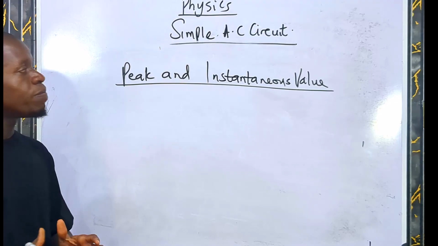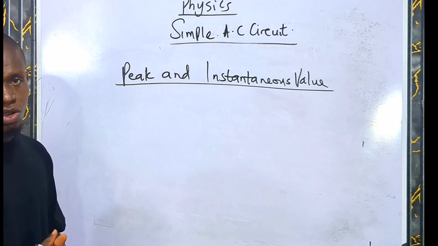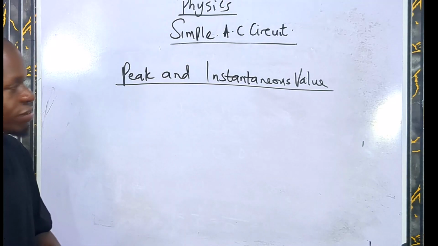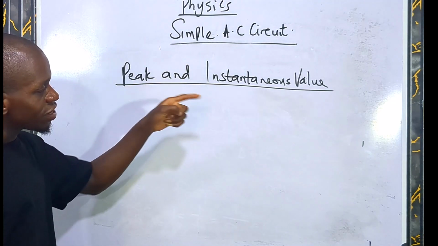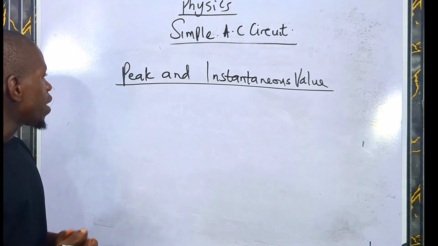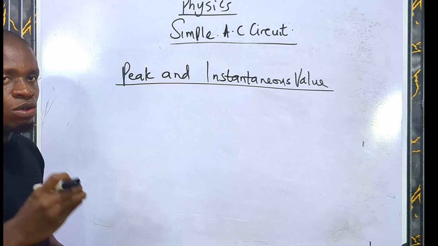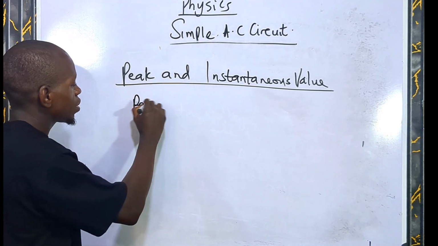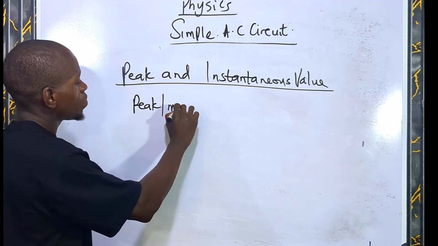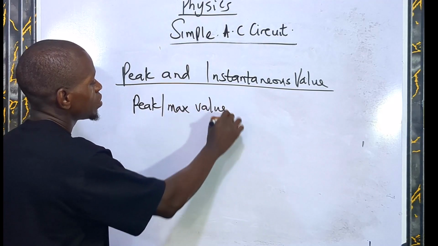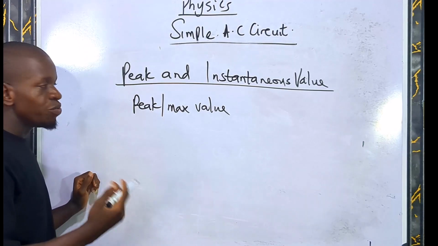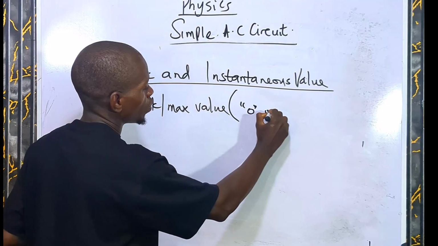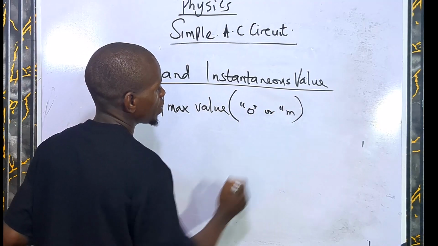Now, you have learned about what we call frequency in AC, or alternating current. The next thing that you're expected to know in AC is the peak and instantaneous value. If I do not call this peak, I can also call it maximum value. This peak or maximum value, we normally represent using a subscript of 0, or that of M.